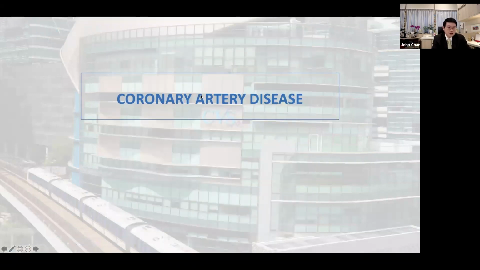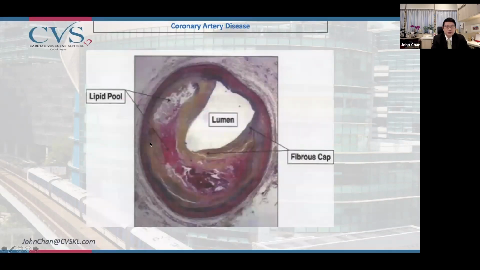So one of the conditions which can go wrong is coronary artery disease, affecting the blood supply to the heart. This is the coronary artery. Inside the coronary artery, you can see it is filled with lipid, and on top of the lipid, a fibrous cap is formed. This is what we call atherosclerosis or coronary artery disease. And obviously, as you can imagine, the blood flow through these blood vessels will be reduced because of the narrowings of the blood vessels in it.